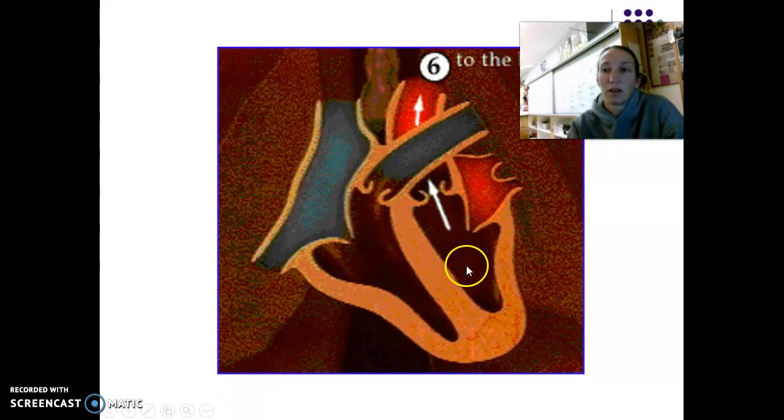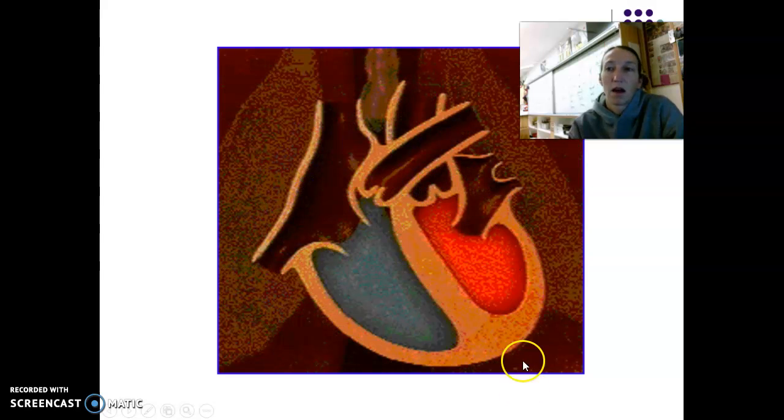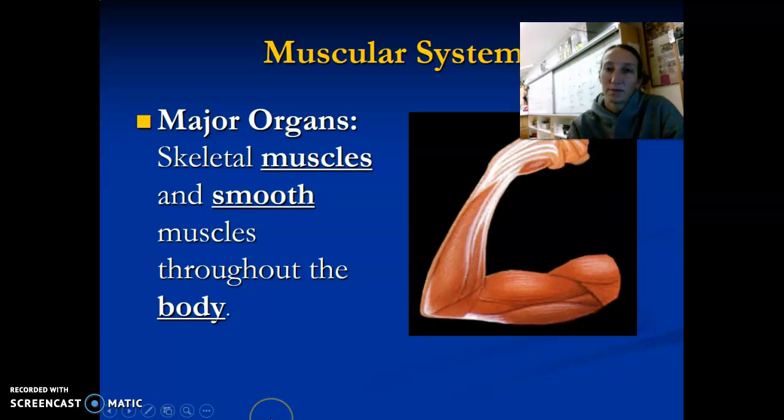Anyways, so there's 4 chambers: 1, 2, 3, 4. You can see the bottom chambers are the biggest ones, and the top chambers are smaller. This shows a little bit more of the path of flow. Blood comes in, down, goes to your lungs, comes back from your lungs, down, and then up to the rest of your body. Okay, muscular system.